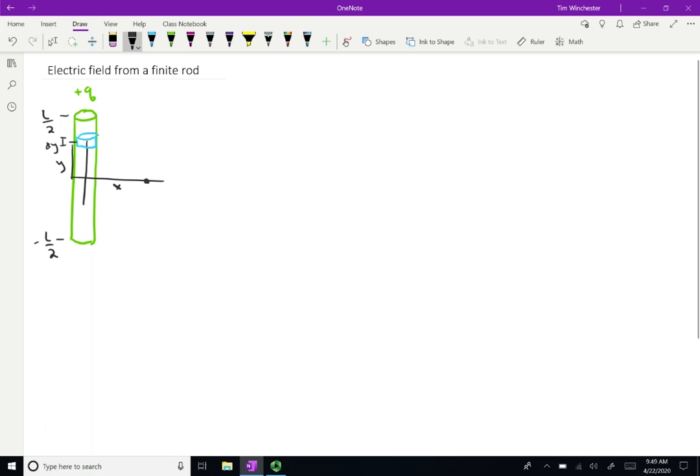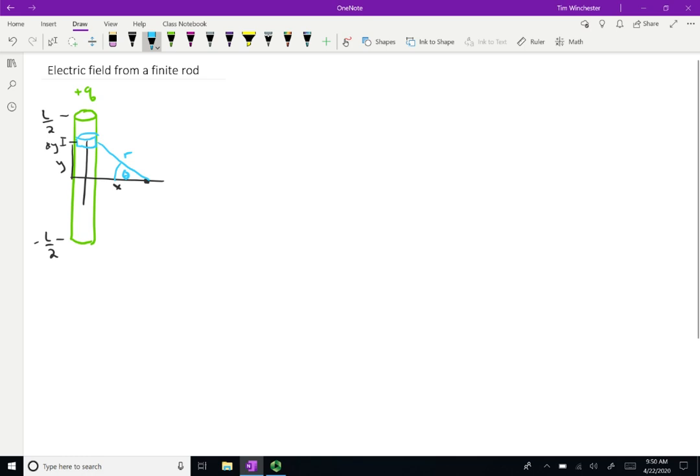Okay, so I need to be careful about the thickness of that element, because if it's thicker, then it'll have more charge, and if it's thinner, it'll have less charge. So that will actually go into the calculation. Okay, so this is most of what we need. All I'm going to add to this now is I'm going to give a name to the distance between this point we're interested in and the actual element of the rod we're calculating for. So I'll call that r. And I'm going to name this angle here theta. Okay, that will also be useful.